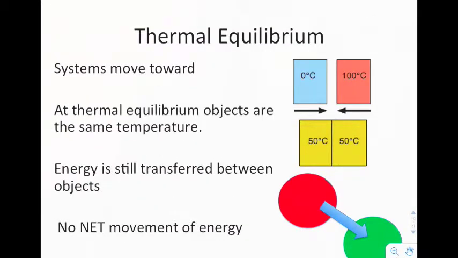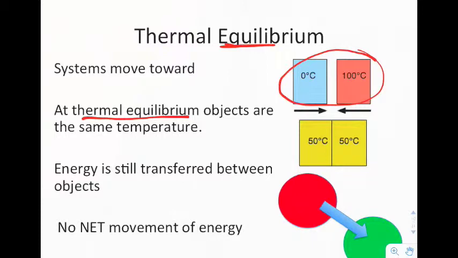So now we look at the idea of thermal equilibrium. Equilibrium just means equal. It says the systems will always move towards equilibrium. So if you start off with 0 and 100 and you touch those objects together, they will go to thermal equilibrium when they reach the same temperature.